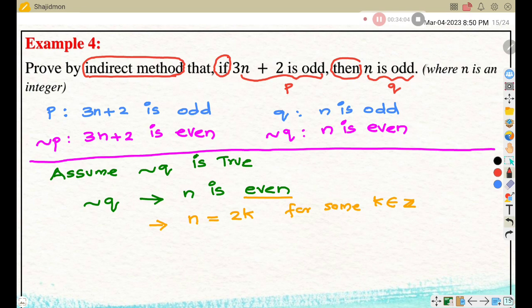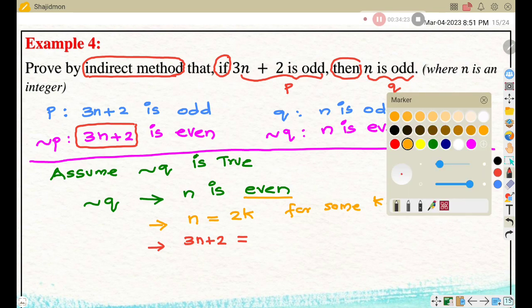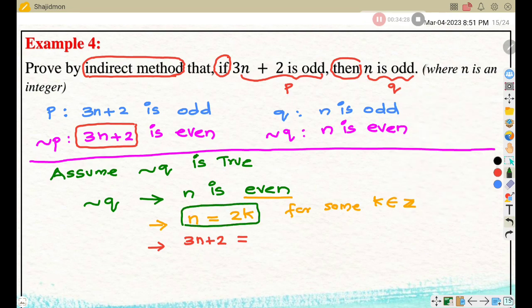Now what do we need to prove? Negation p is true, correct? That means 3n plus 2 should be an even number. So just check the value of 3n plus 2. 3n plus 2 equals, correct? N is already there, n means 2k. Just apply the n value here. So 3 times, instead of n, write 2k, plus 2. 3 multiply 2k plus 2. Just multiply: 3 multiply 2 means 6.